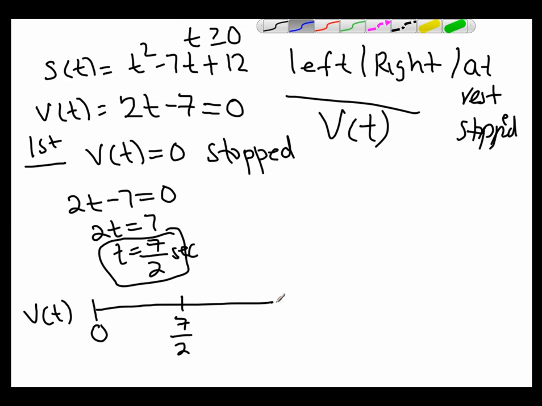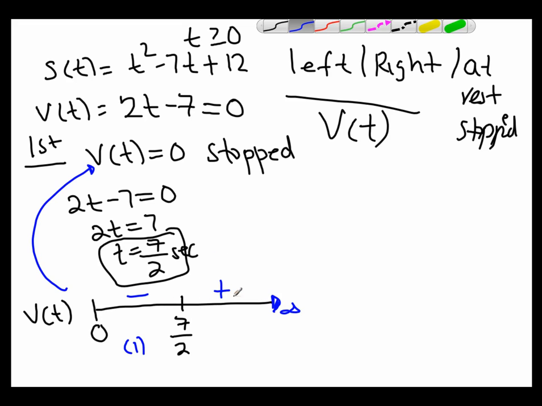Okay? Now, to find out whether it moved to the right or to the left on any of these intervals, we have to try a number between 0 and 7/2. So you select a number from this interval and plug it into your velocity function. Let's say I select 1. That will give you 2 times 1 is 2 minus 7, which gives you -5. That means this is negative. So now let's try the other interval, from 7/2 to infinity. Let's say 4. 2 times 4 is 8 minus 7 is positive.